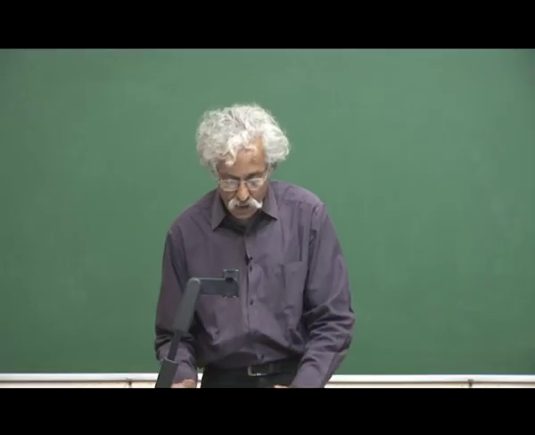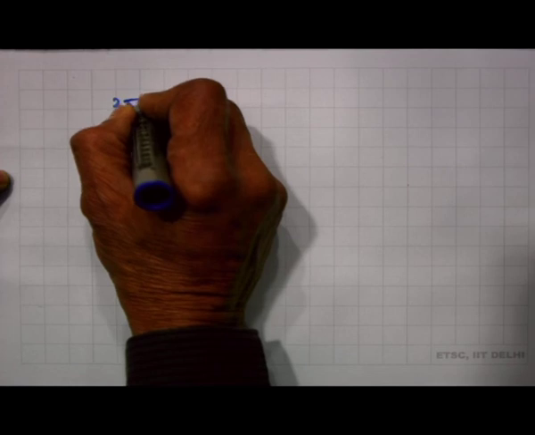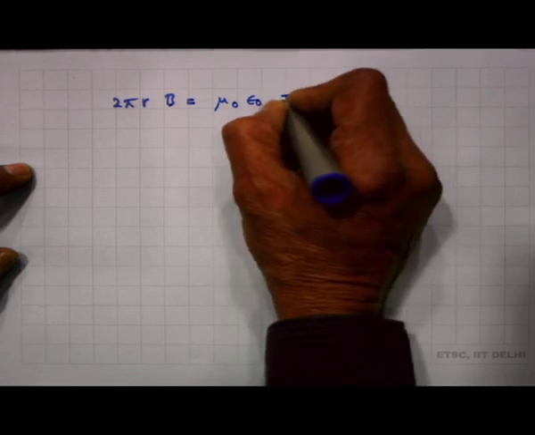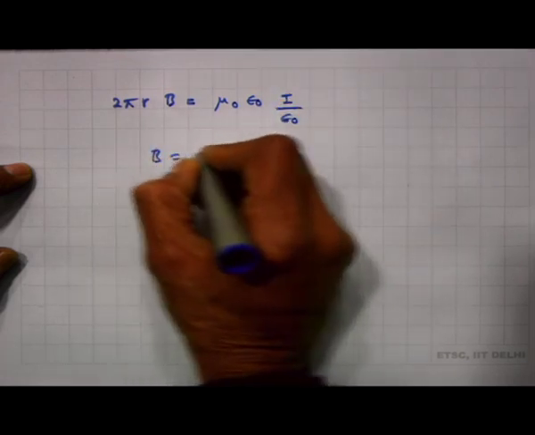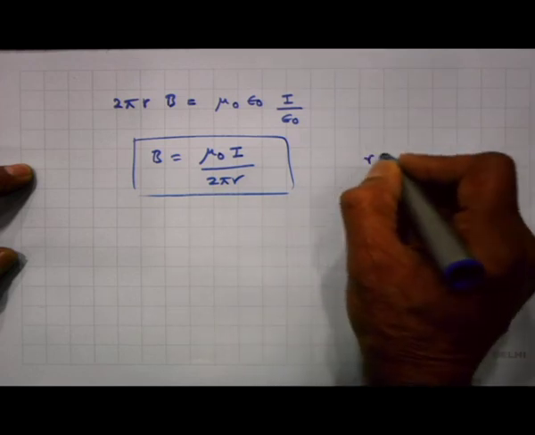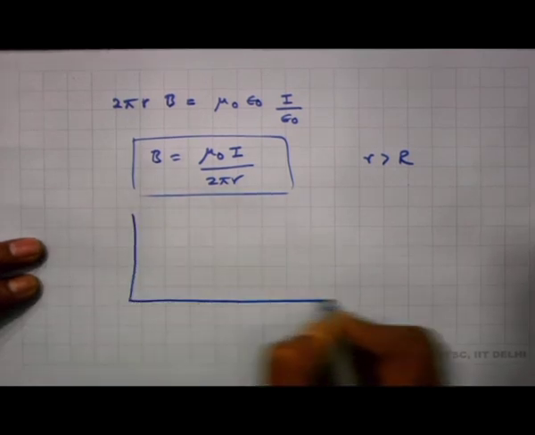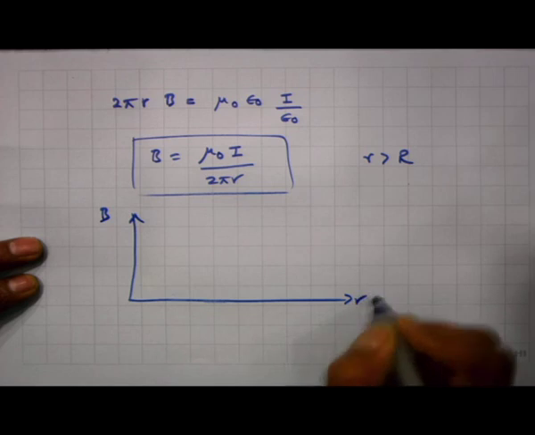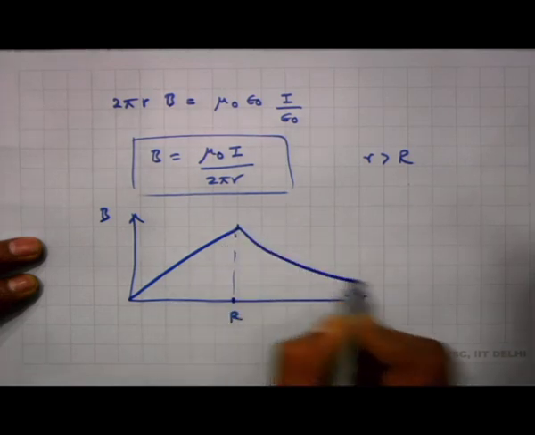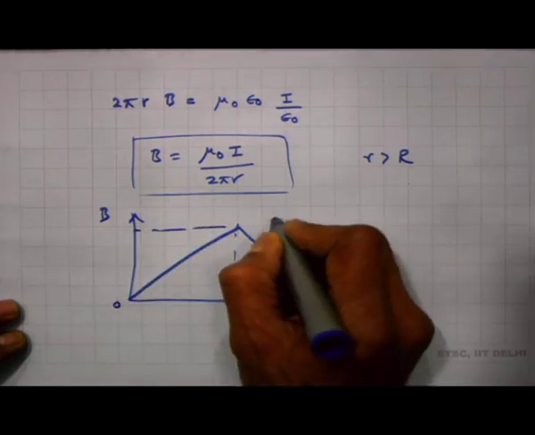So, if I again use the fact that the magnetic field is azimuthal, then I will get 2πr into B is equal to μ0 ε0 into I by ε0. So, B is equal to μ0 I by 2πr. This is for r greater than capital R. So, if I were to draw the magnetic field as a function of distance, and this is capital R, the magnetic field increases and then decreases, and at this point the magnetic field is μ0 I by 2πR.